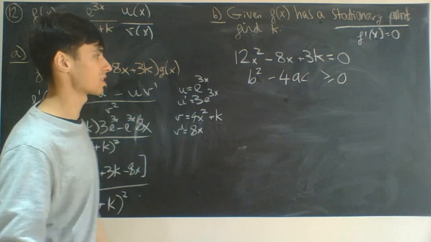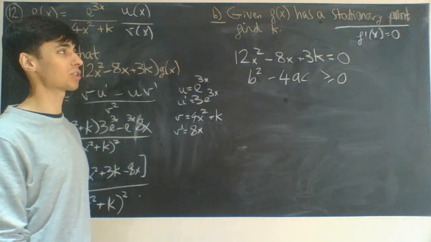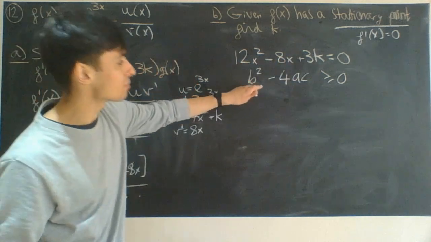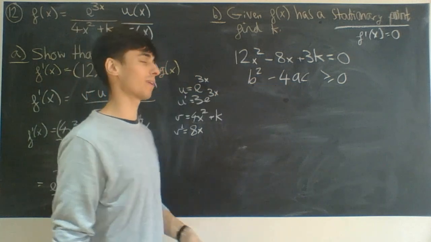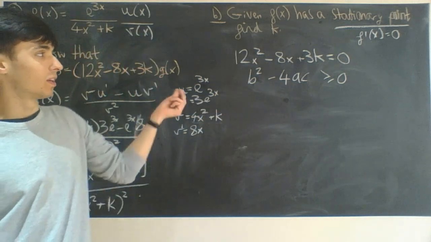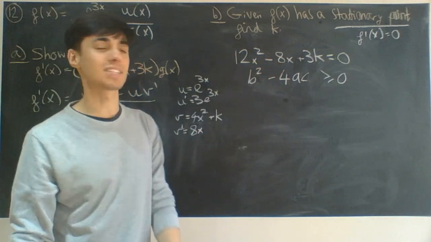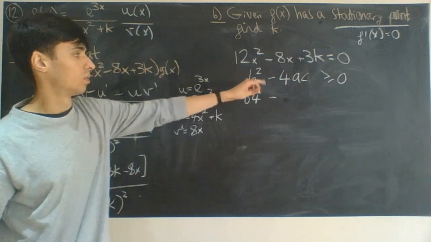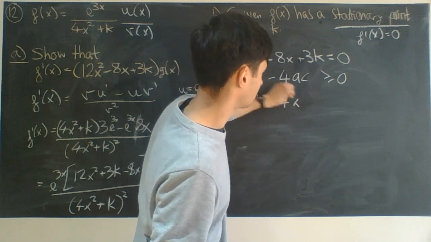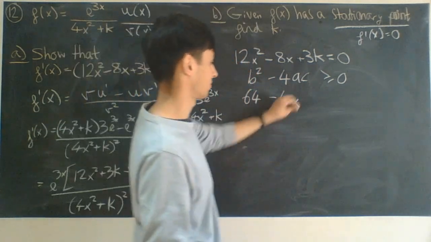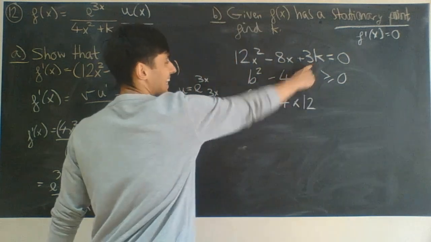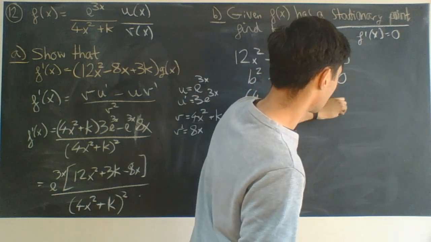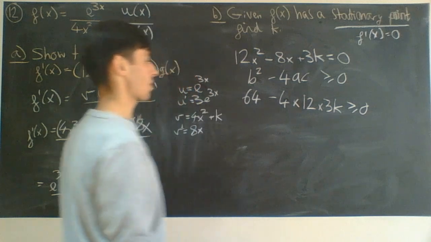That was really important for us in this question: if this has got a stationary point, that means there is at least one solution for this quadratic, and therefore the discriminant b squared minus 4ac is greater than or equal to 0. b is minus 8 in this, so b squared is going to be 64. The 4 doesn't change. A is definitely 12. And c in this question is our 3k. So times 3k. This has to be greater than or equal to 0.